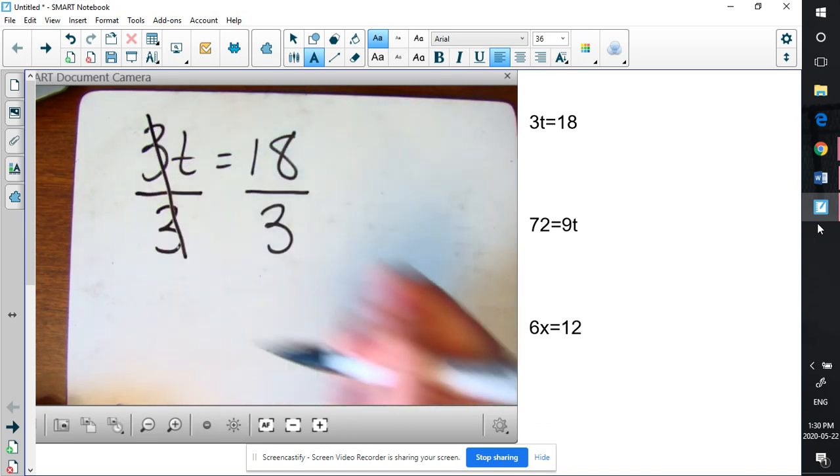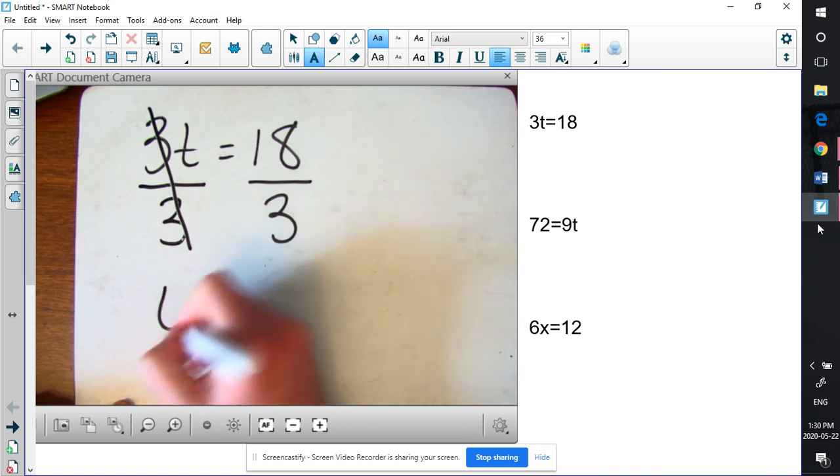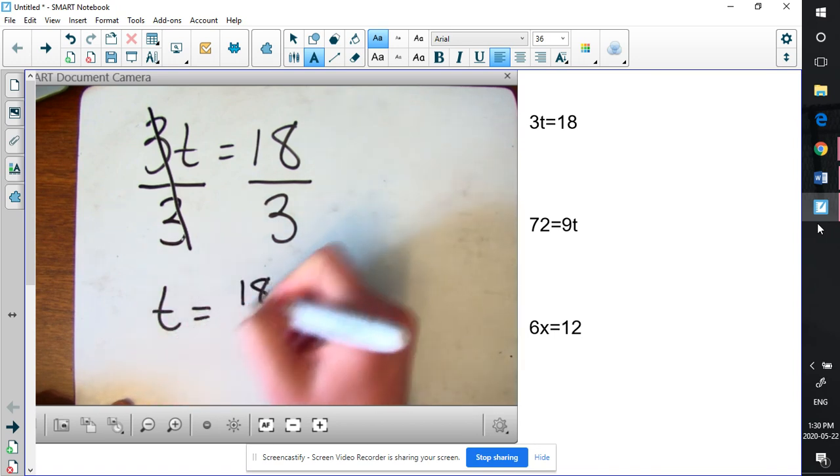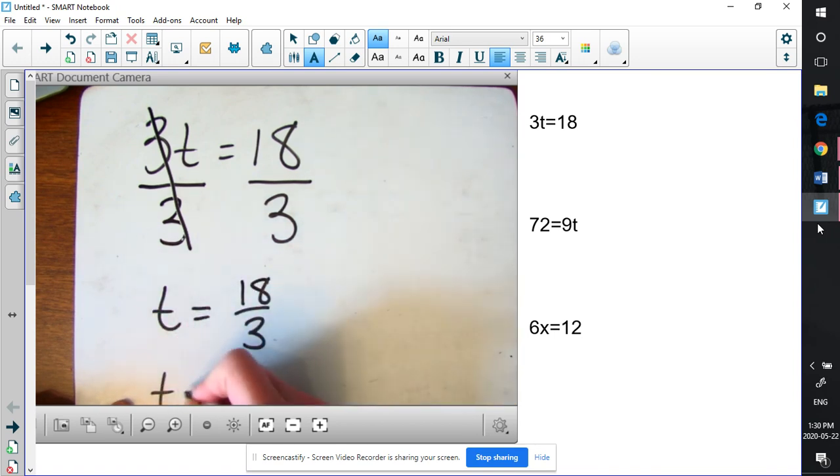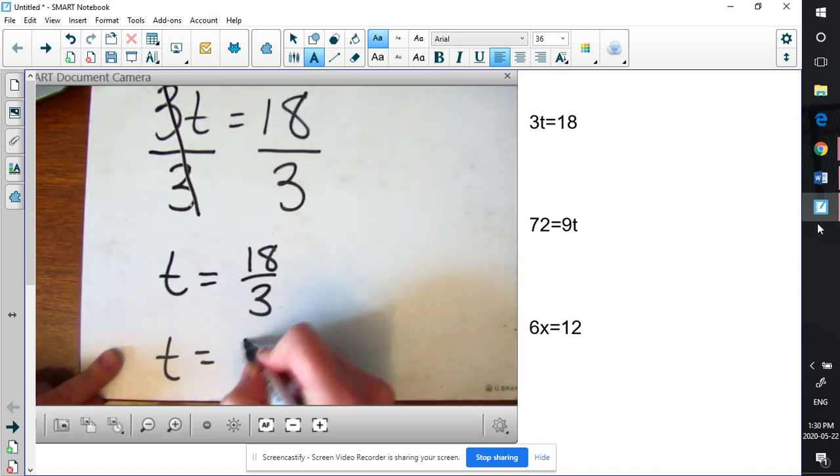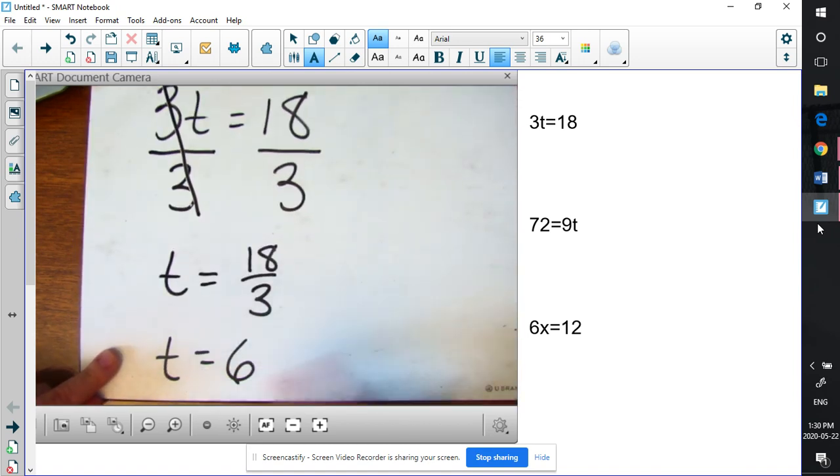Now these 3's cancel out. And I'm left with t equals 18 divided by 3. 18 divided by 3 is 6. So my answer is t equals 6.